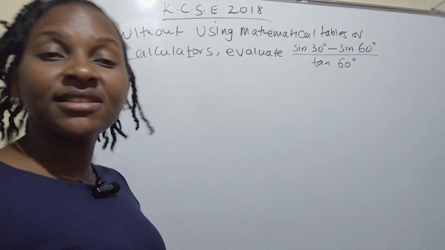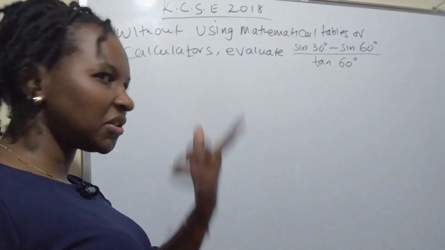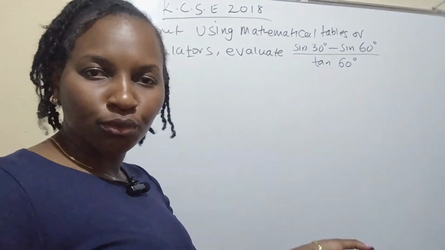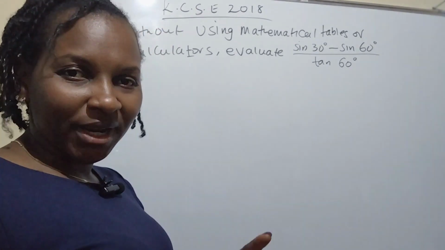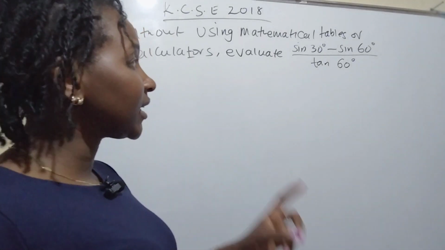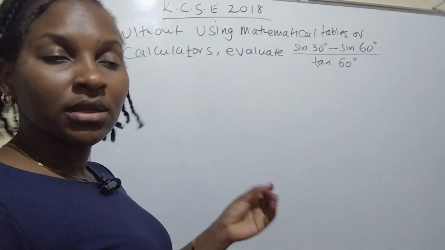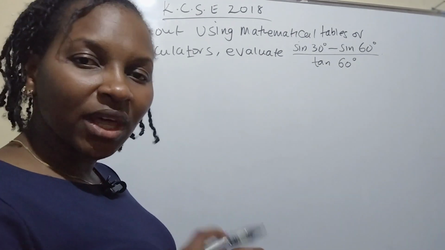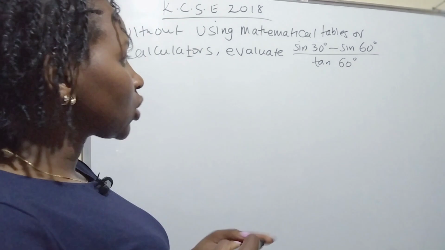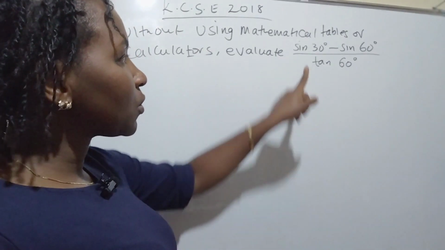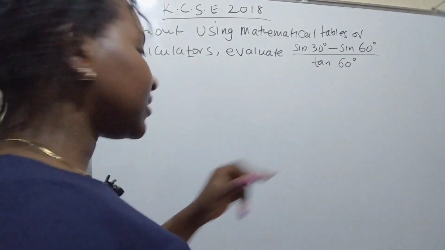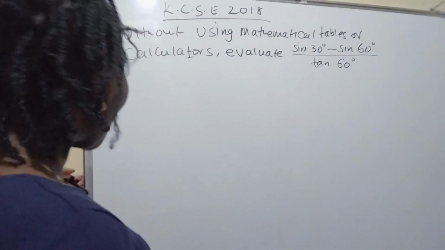We are in KCSE 2018 and we have a different form of a question whereby we have to borrow some knowledge from Form 2 work, and that is trigonometry 1. We are told to evaluate sin 30 minus sin 60 divided by tan 60 without using a calculator or mathematical table. So it is now up to us to come up with what is sin 30, what is sin 60, and what is tan 60. So continue watching.